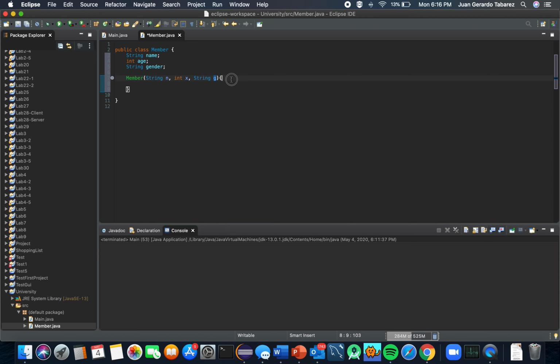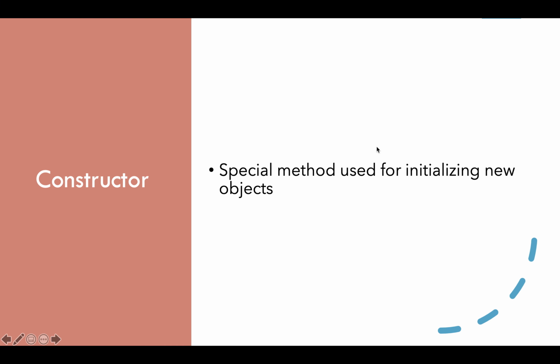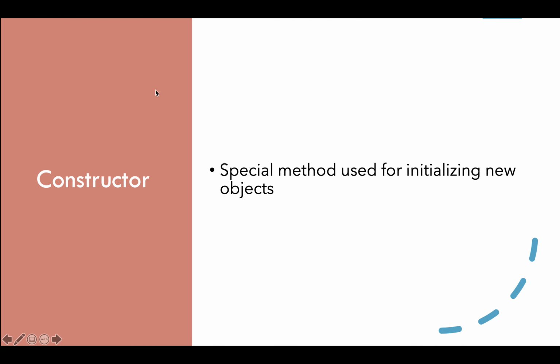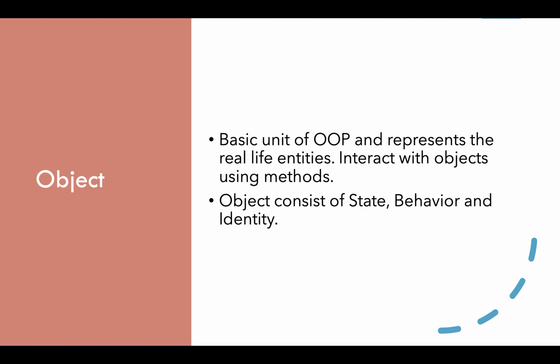So what this function does, as it said, is initialize new objects. We want to initialize our member object. So our name given by the function is going to be equal to the n in this case. Our age is going to be x, and finally gender is going to be g. So whenever we call the constructor Member, it's going to create a new object using these parameters in this order. You'll be hearing object this, object that, but what is actually an object?